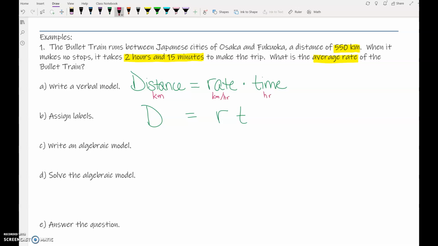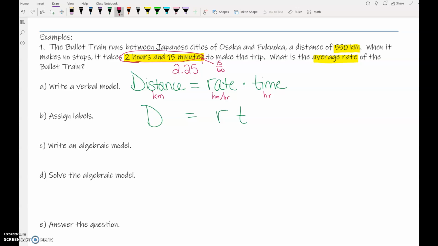That means our time needs to be in hours. The labels that we're using are kilometers and hours. So we're going to take 2 hours and 15 minutes and convert that into just hours. So it's 2 point something, 2.25. 15 minutes is a quarter of an hour. If you need help with that, remember you can do 15 divided by 60. That would give you that 0.25.